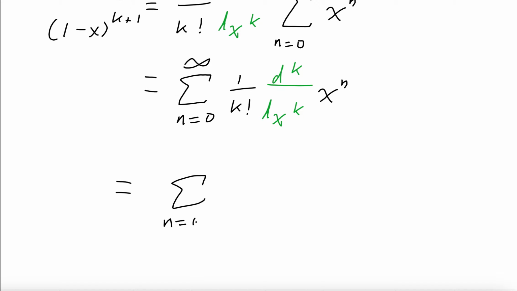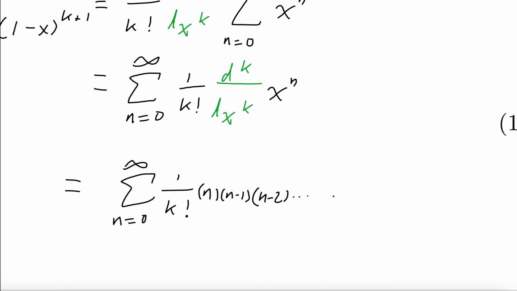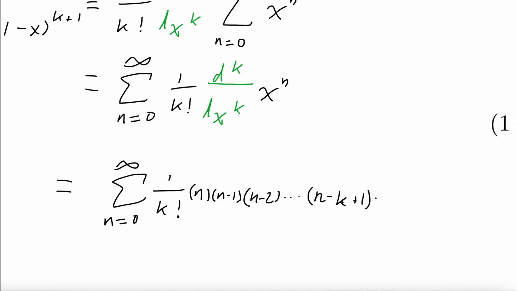So you get the sum as n goes from 0 to infinity of 1 over k factorial, and this is where you have to be careful again, because you have x to the n, which means you have to multiply n first, then n minus 1, n minus 2, all the way down to what number? Not n minus k, because that's going to be the exponent result in the top. It's going to be n minus k plus 1 for that reason. So n minus k plus 1, then you have the result x to the n minus k.